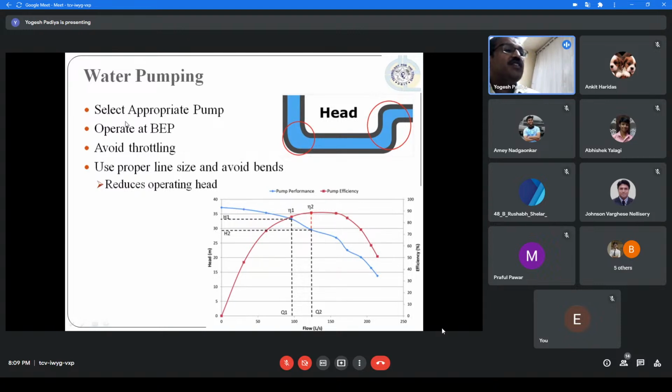So, first of all, choose an appropriate pump which will suit your system requirement. Second, try to select the pump so that it will operate at its best efficiency point. Avoid valve throttling. Choose a larger line size so that the operating head will be less, so that the pumping power required will be less.